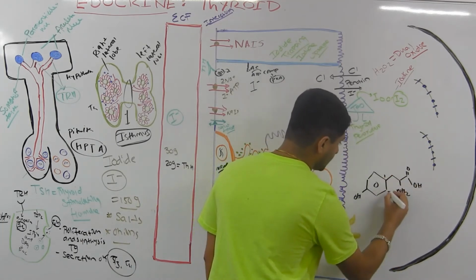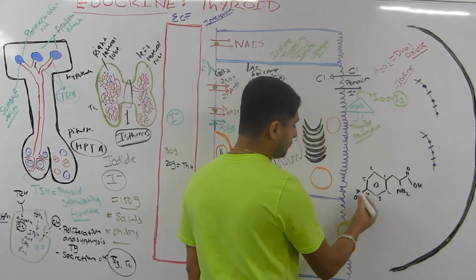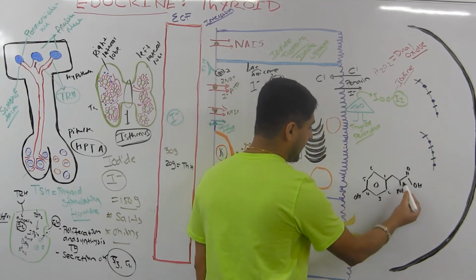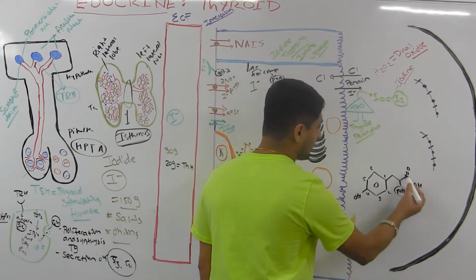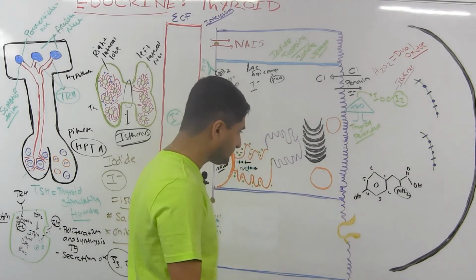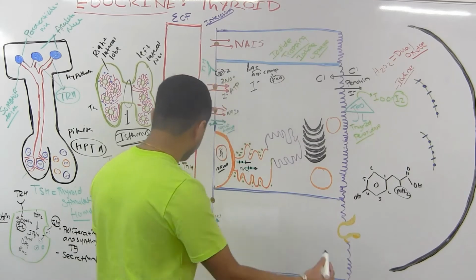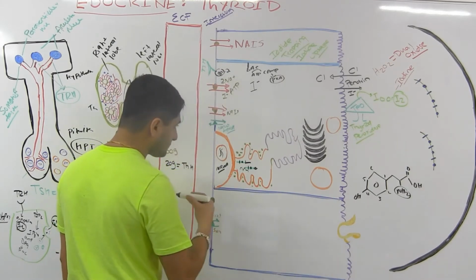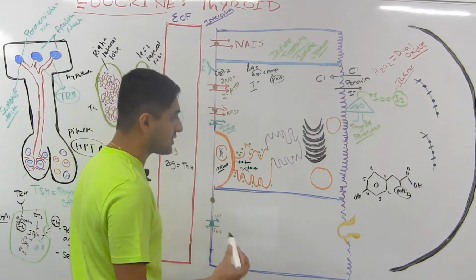So you can label this 1, 2, 3, 4, 5, and 6, with the hydroxyl group at the 4th position, and you have this amine group and also the carboxyl group. This is how tyrosine looks, and this is basically the nomenclature of tyrosine. Now, if you come back here, this is what's synthesizing your tyrosine right now.